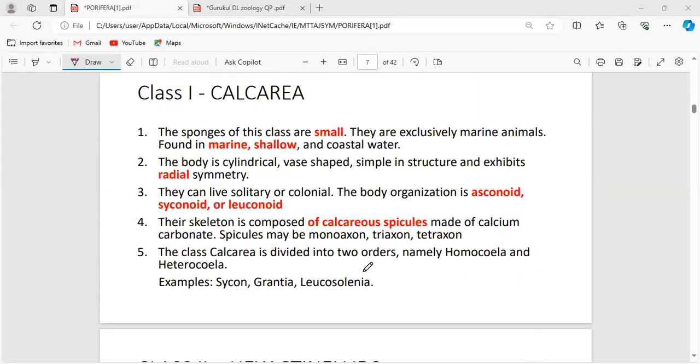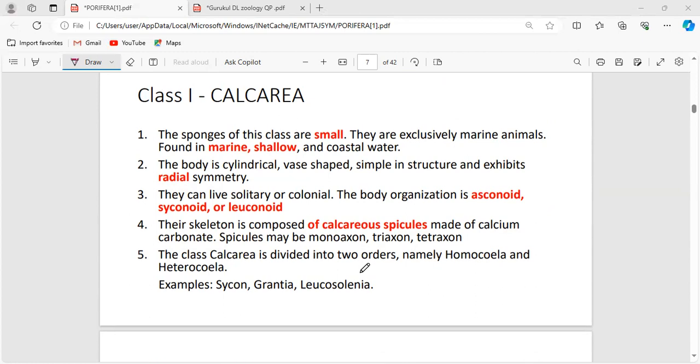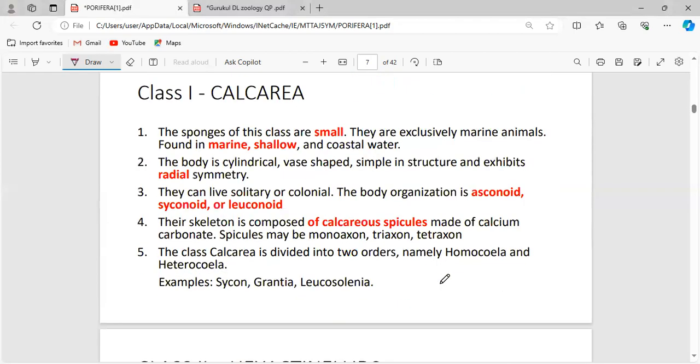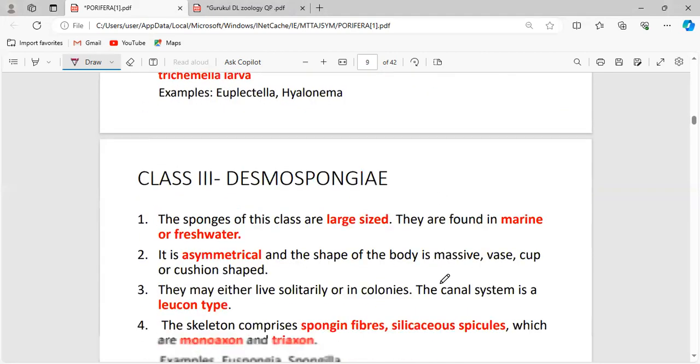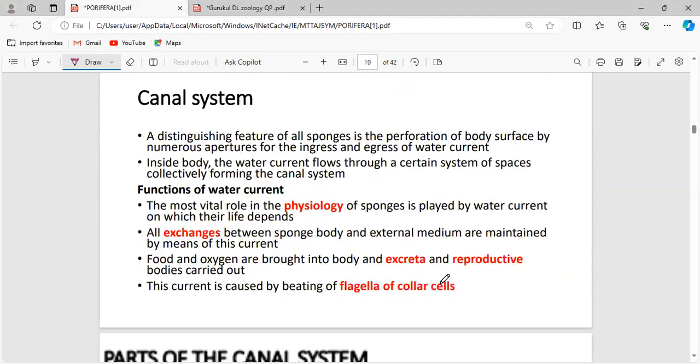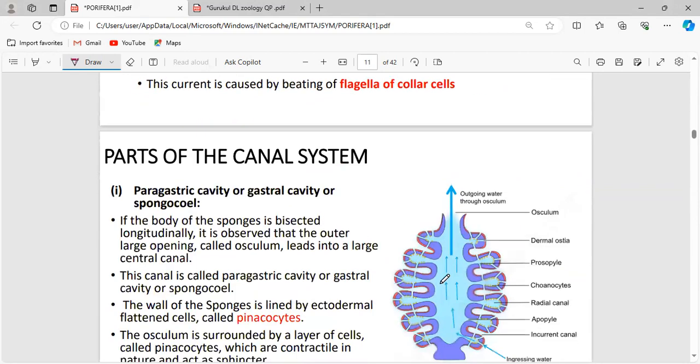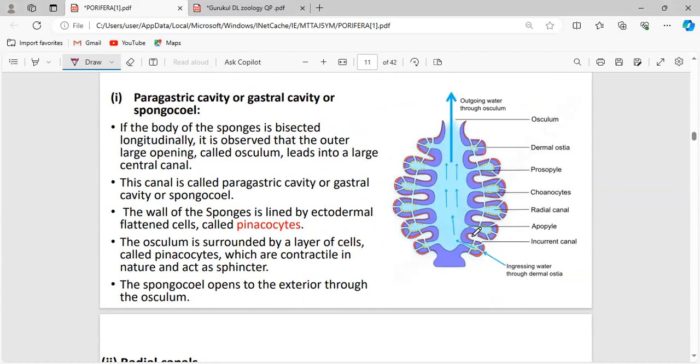Okay. And in which class have the glass sponges been placed? Answer this question, in which class? We have said in Porifera there are three different classes: Calcarea, Demospongiae, Hexactinellida. In which class have glass sponges been placed? Very good. Hexactinellida.